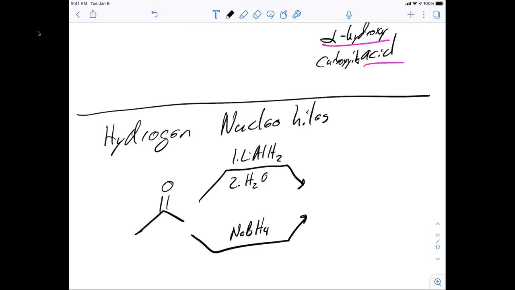Sodium borohydride doesn't have the same restrictions, so I can do it in methanol. And I can end up with the alcohol. Okay, so aldehydes will give primary alcohols, ketones will give secondary alcohols.